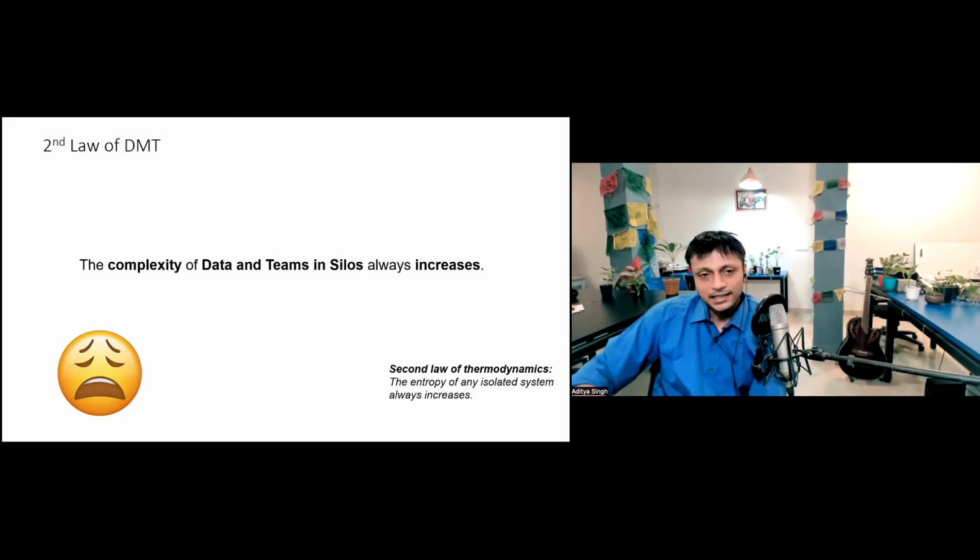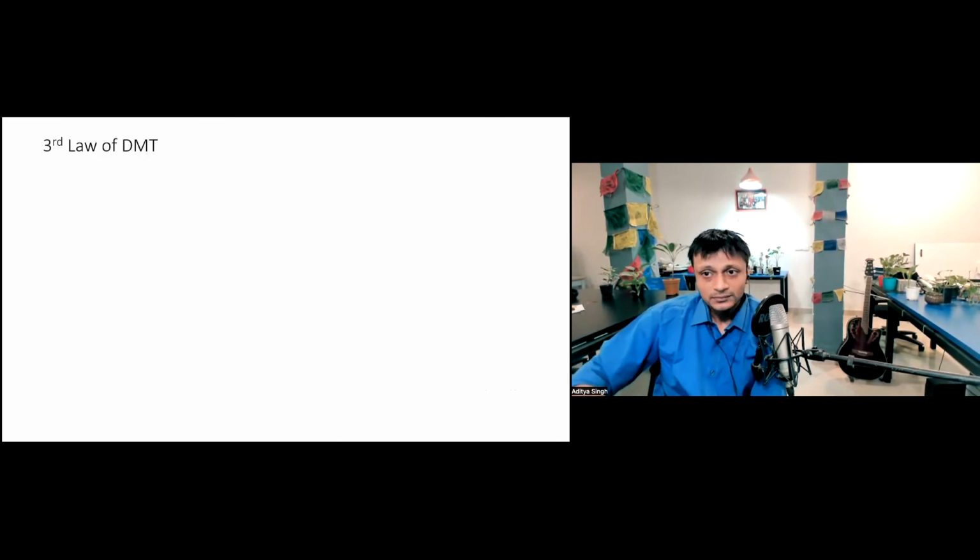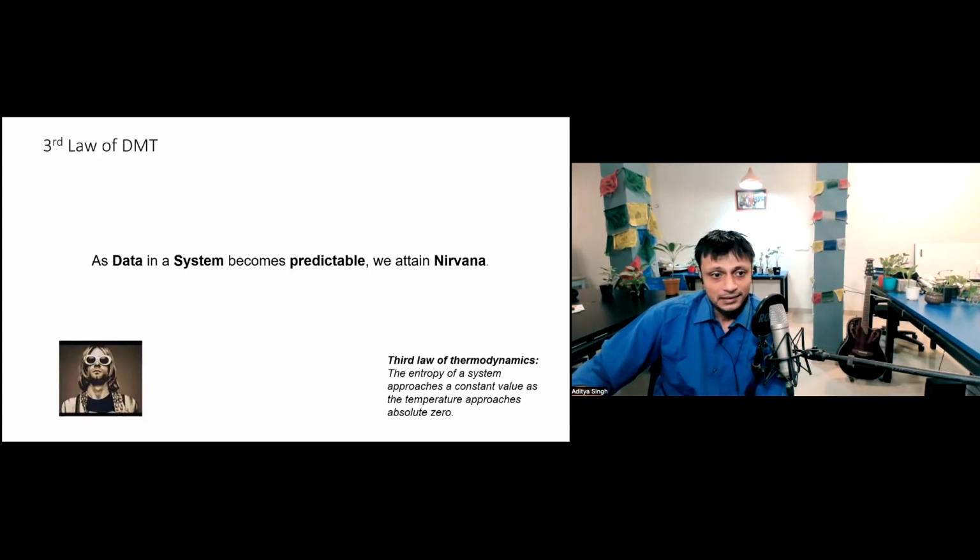This is exactly coming from the point of view of entropy, which means randomness or chaos in a system. The third law of DMT, as data in a system becomes predictable, we attain nirvana.